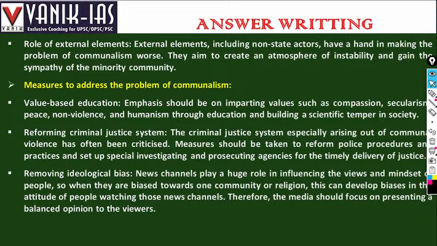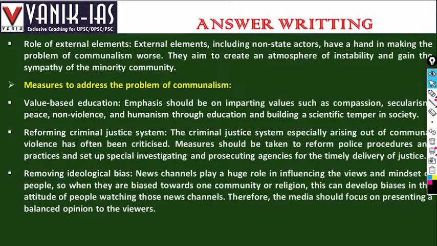Measures to address the problem of communalism. Value-based education: emphasis should be on imparting values such as compassion, secularism, peace, non-violence and humanitarianism through education and building a scientific temper in society. Reforming the criminal justice system. The criminal justice system, especially in cases arising out of communal violence, has often been criticized. Measures should be taken to reform police procedures and practice and set up special investigation and prosecuting agencies for the timely delivery of justice.